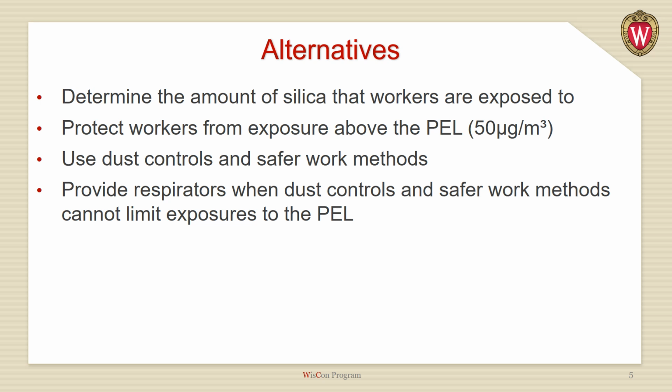If, for some reason, you cannot follow Table 1 exactly, you are required to assess worker exposure to silica. That can be done by monitoring, or if there is research to indicate that the task will never result in exposures above the PEL of 50 micrograms per cubic meter, you can use that data. In addition to addressing exposure, you have to protect workers from that exposure. Use safe work practices that reduce dust exposure, and finally, you must provide respirators when you cannot limit exposure to below the PEL.